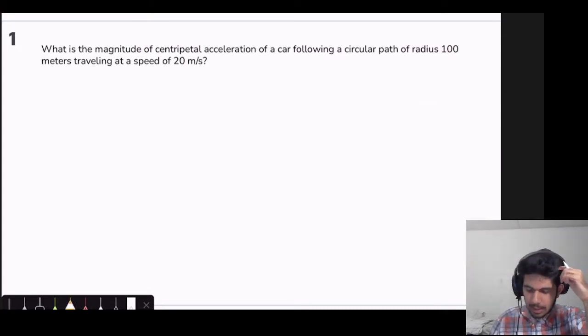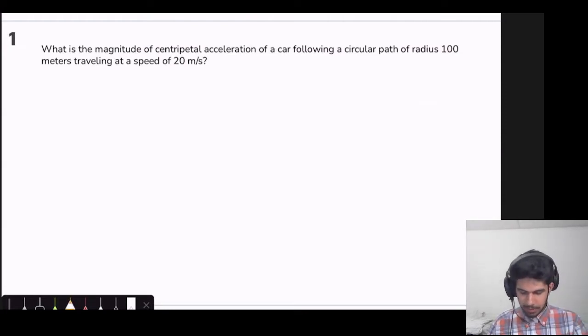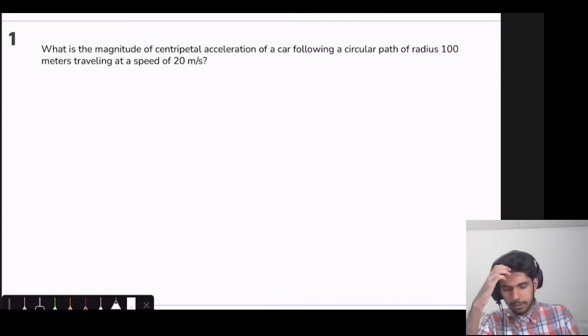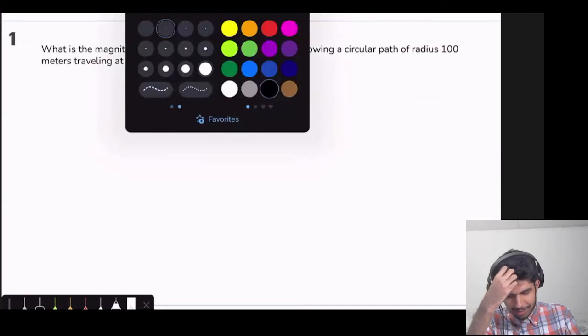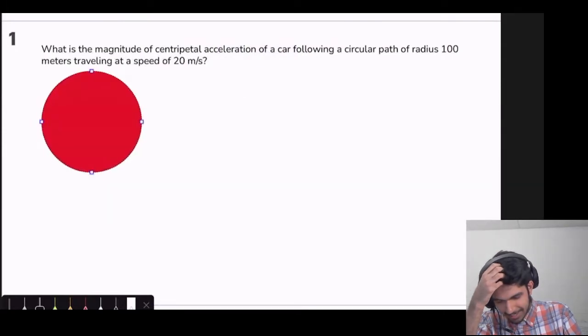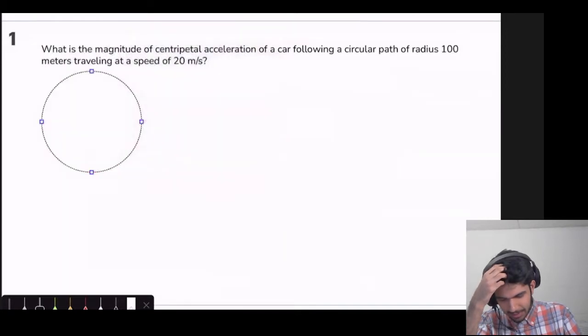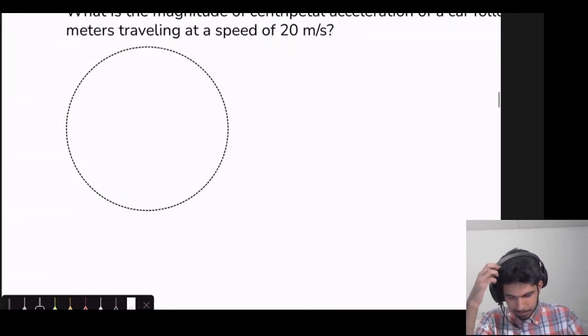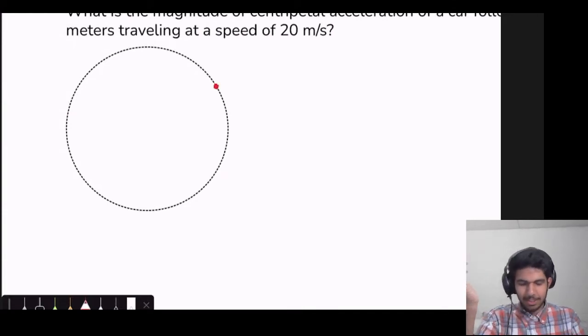So we're asked to find the magnitude of centripetal acceleration of a car following a circular path of radius 100 meters, traveling at a speed of 20 meters per second. Okay, so let's first draw it, and I'm going to use some tools here. So we have some sort of circular path. Oops, the style is a little messed up. So that's our circular path. And we have a little car on it, which I'll just make as a circle.